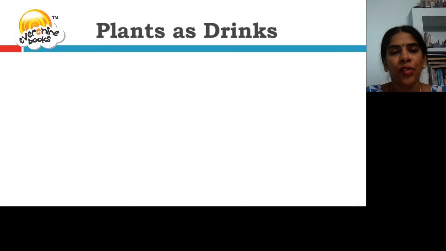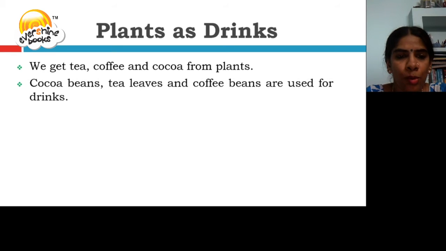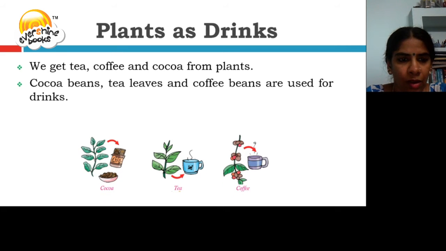Plants as drinks. We get tea, coffee and cocoa from plants. Cocoa beans, tea leaves and coffee beans are used for drinks. Beans are nothing but seeds. From cocoa beans, that is seeds, we get cocoa.